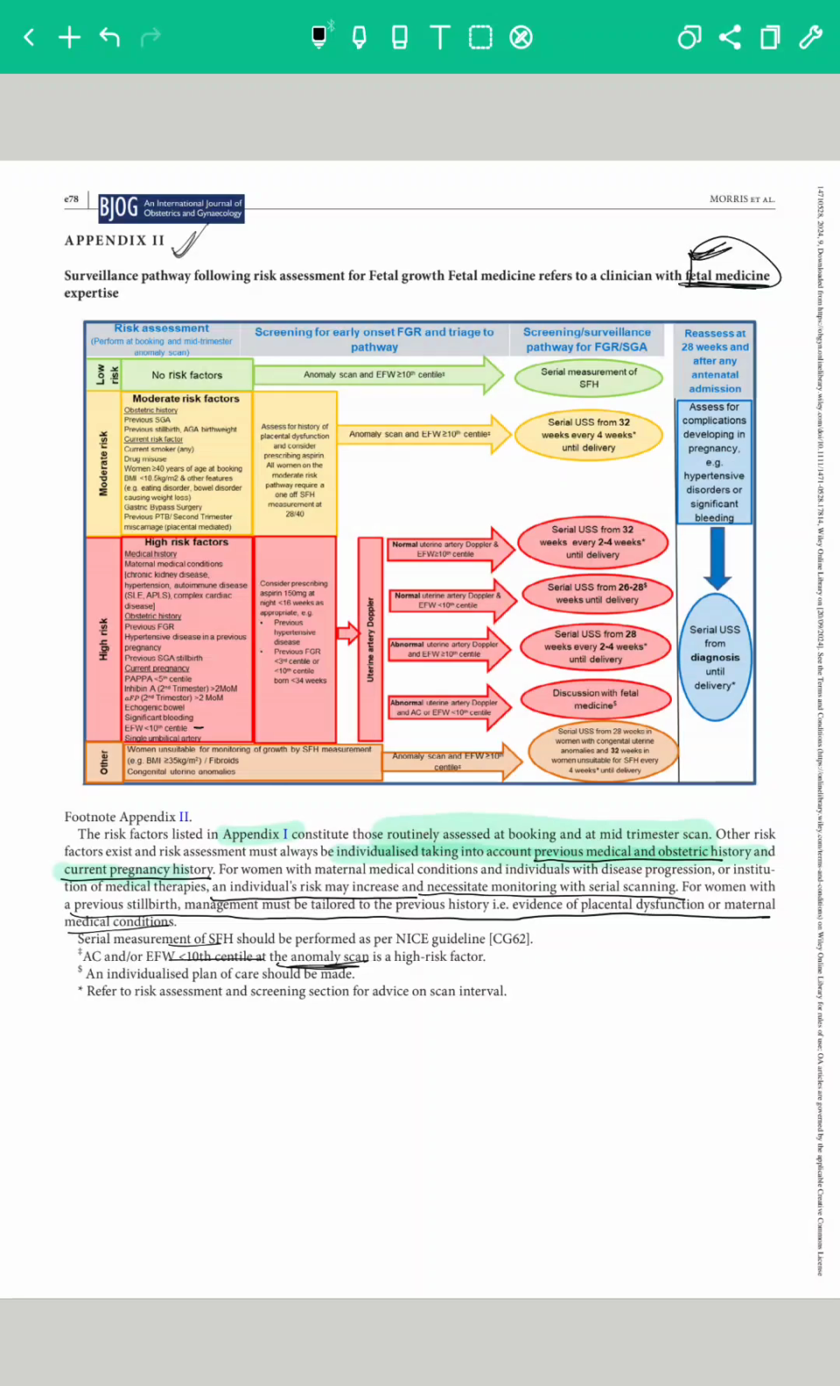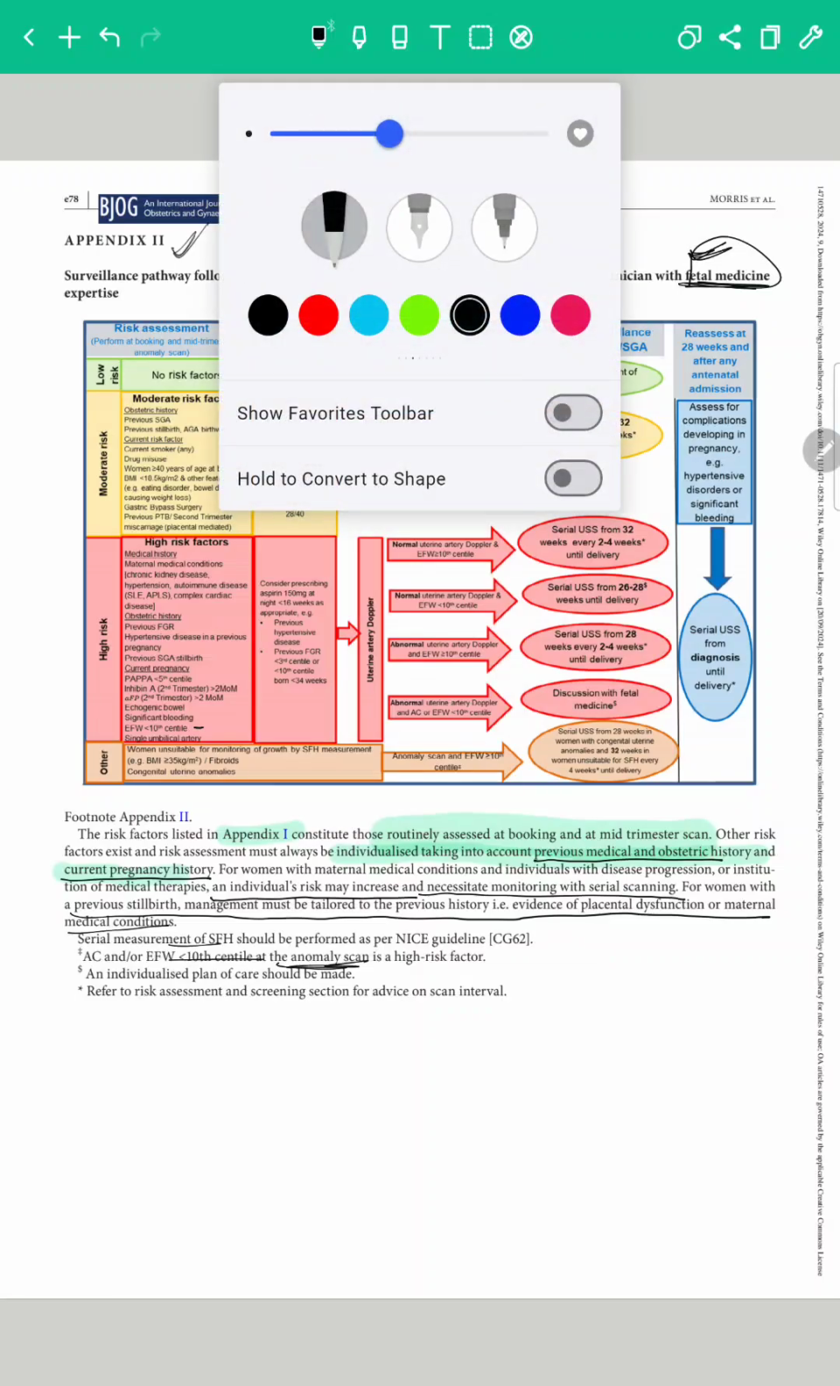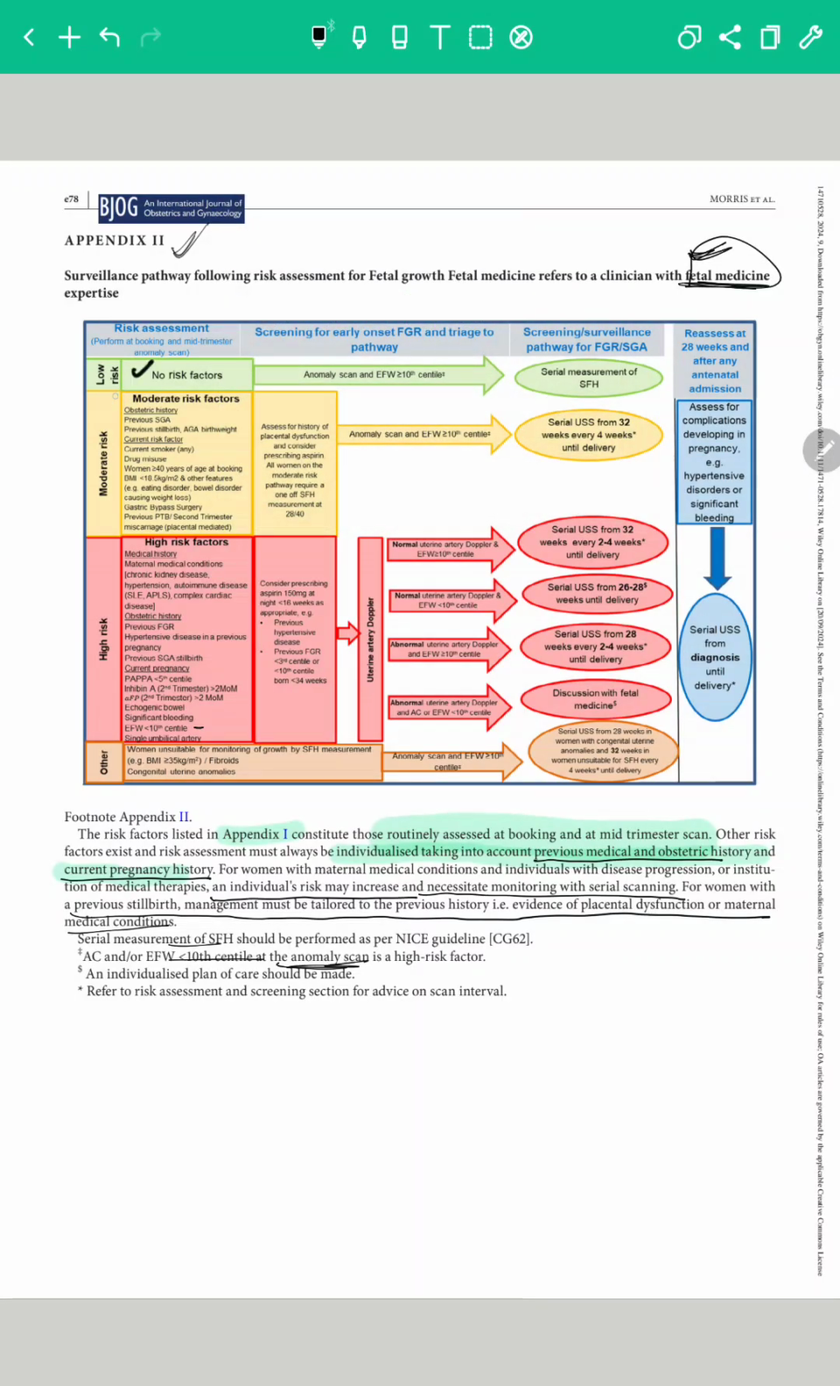So if you go into the new category, it is now classifying the risk factors as no, moderate and high risk. No more major, minor. It is now no risk, moderate risk and high risk. Now in this lecture, we're going to talk about the high risk factors.